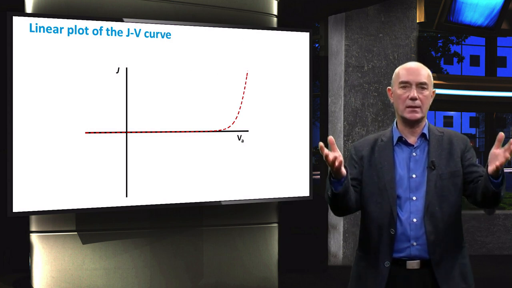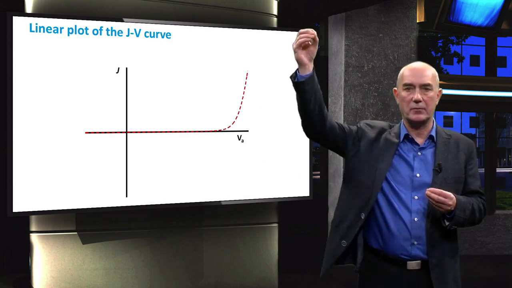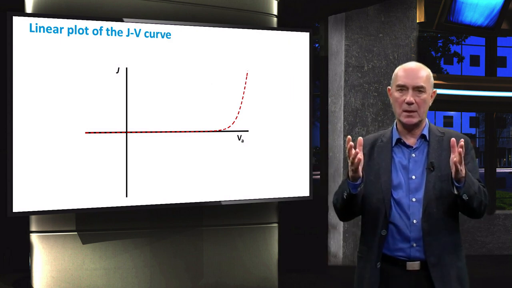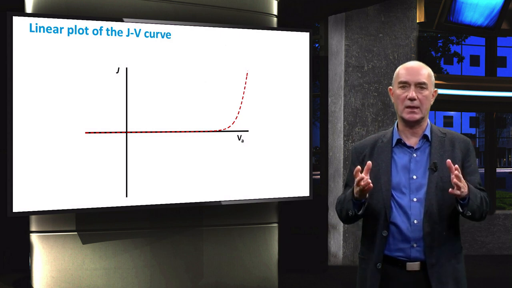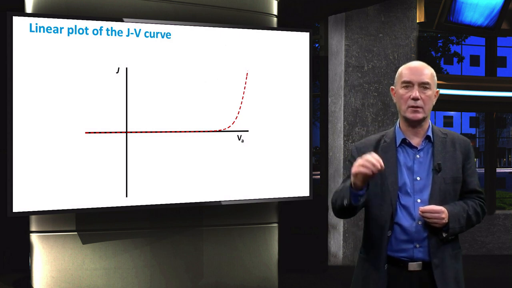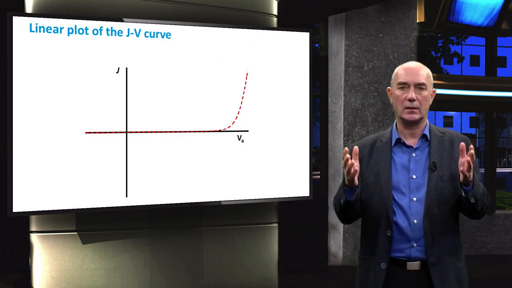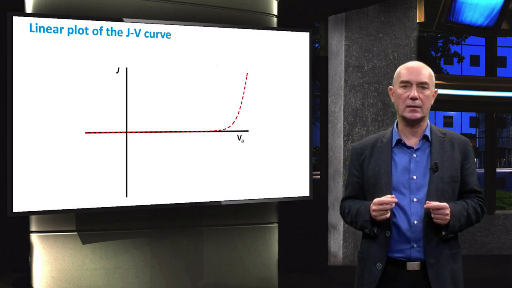You can clearly see the exponential increase in the forward bias region. This exponential shape will become very important when we start looking at how this curve changes when the diode is under illumination. This will be the topic of the next set of videos.